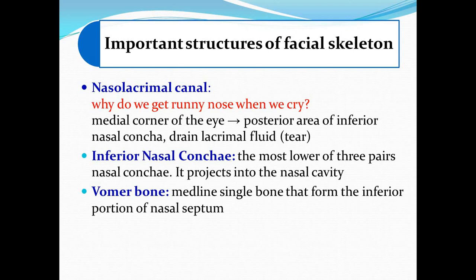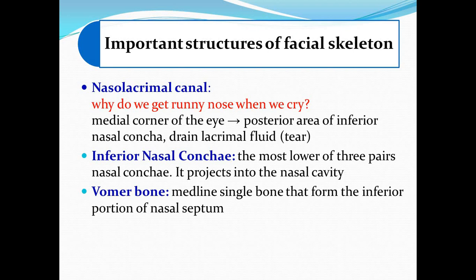But when we are crying or there is any stimulation to the lacrimal gland and there is over secretion of tears, the tear then spills on our faces from the anterior surface of the eye, and it also goes through the anterior opening of the nasal cavity instead of going all posteriorly. So the nasolacrimal canal is the canal that is located on the medial corner of our eyes, and it's connecting this portion of the eye to the posterior area of the inferior nasal concha, draining the lacrimal fluid or tears.